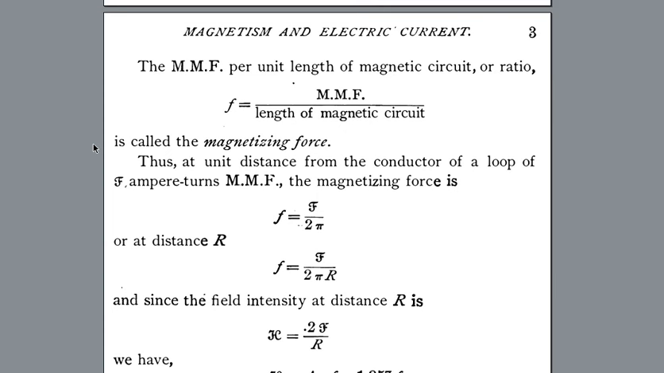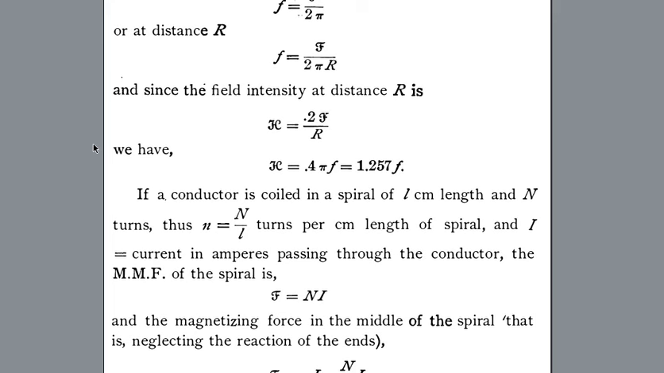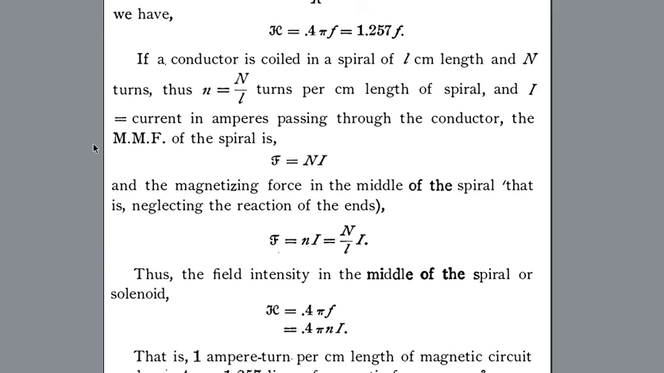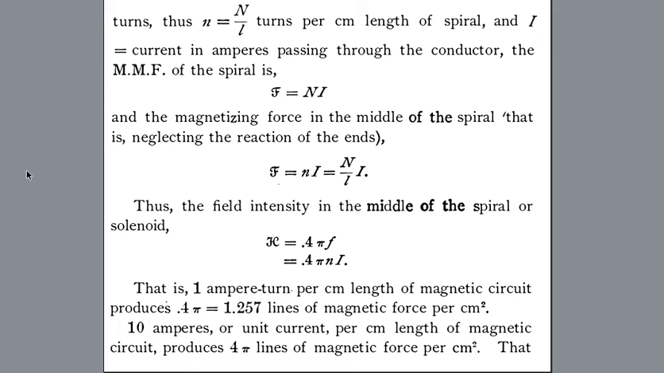Since the field intensity at distance r is H = 0.2f/r, we have H = 0.4πF, which equals approximately 1.257F. If a conductor is coiled in a spiral of L centimeters length and n turns, the number of turns per centimeter length of the spiral is N = n/L. If I is the current in amperes passing through the conductor, the magnetomotive force of the spiral is f = nI. The magnetizing force in the middle of the spiral, neglecting the reaction of the ends, is F = nI/L = NI.